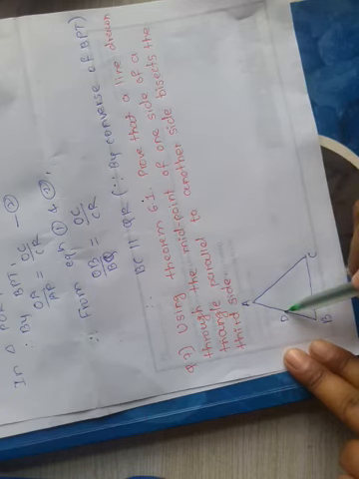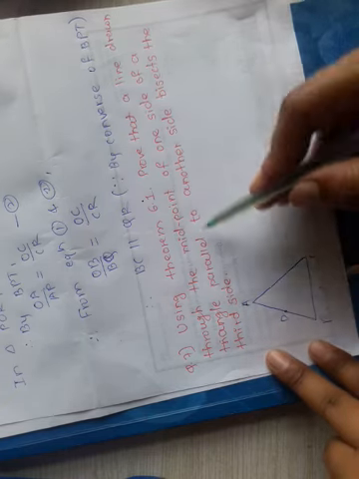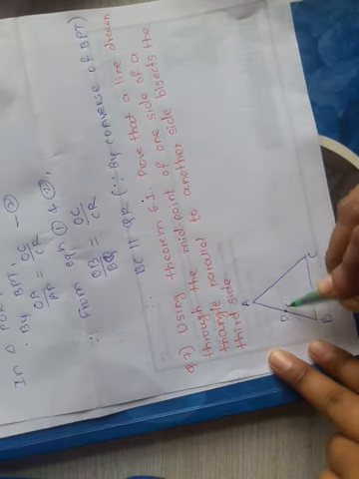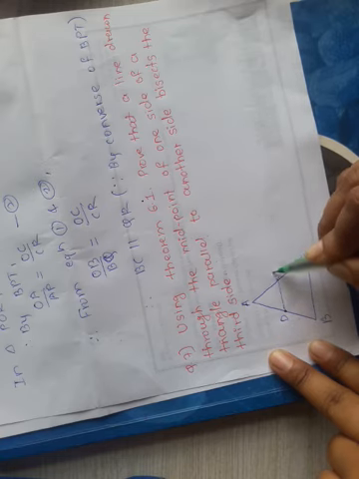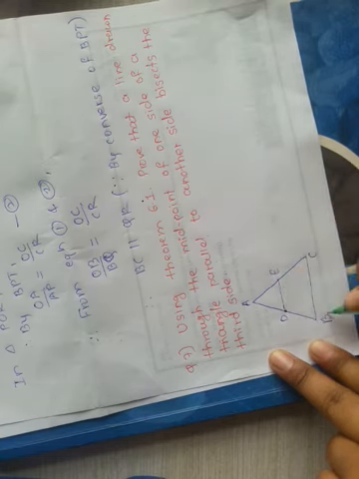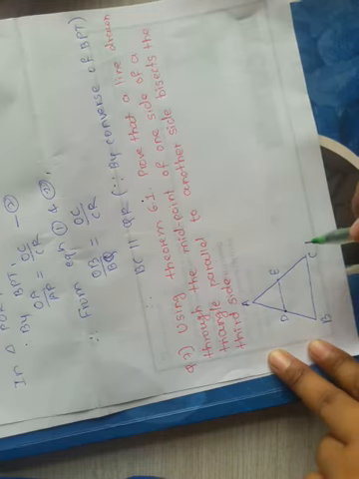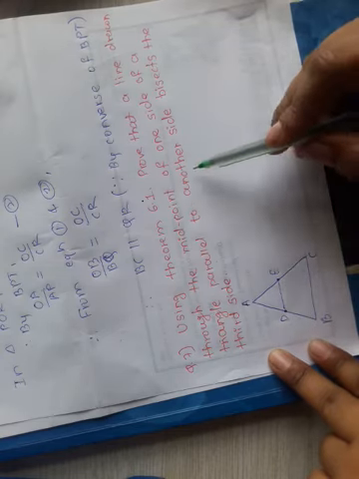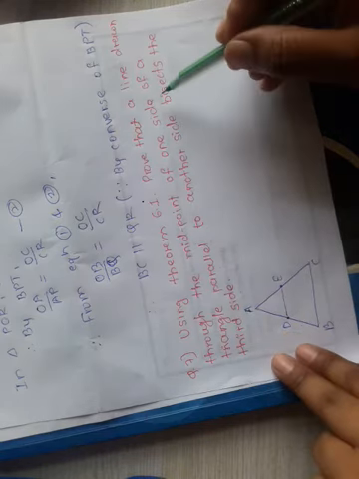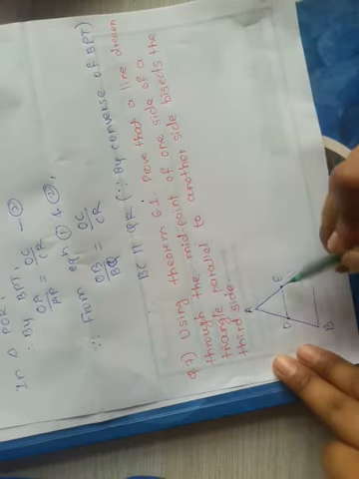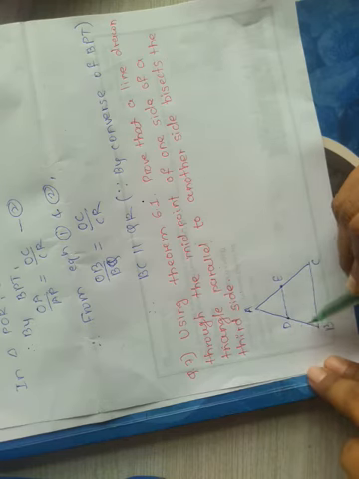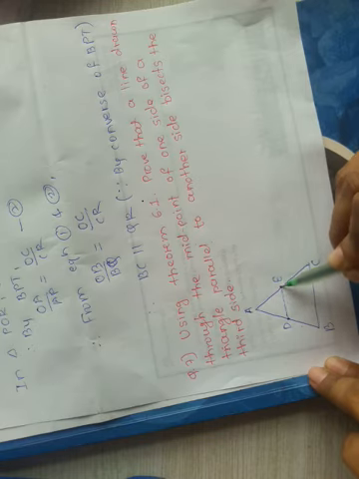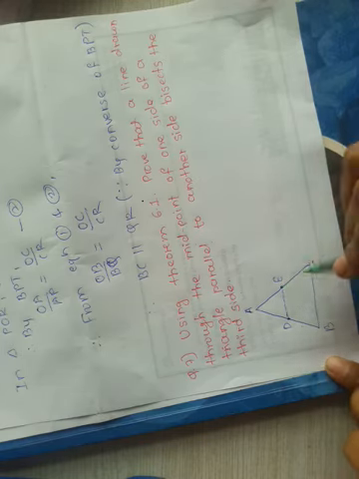So D is the midpoint of side AB, and a line parallel to another side, this side, this DE, parallel to BC. This DE parallel to BC is given to us, and what we have to prove then? Another side bisects the third side, means what? This point E bisects the third side, means this point E is also the midpoint of side AC.